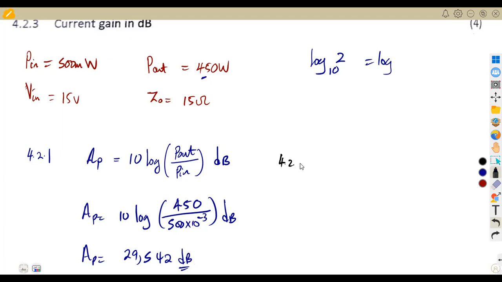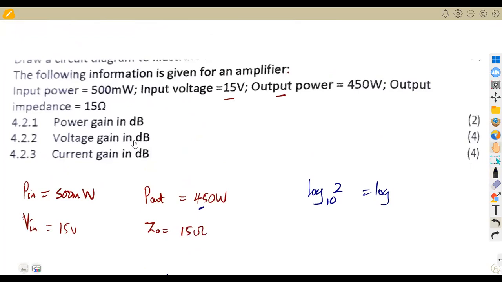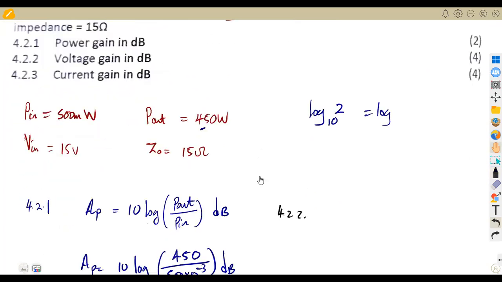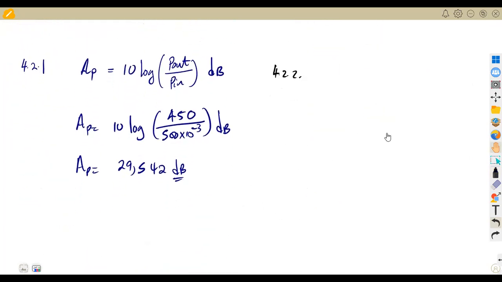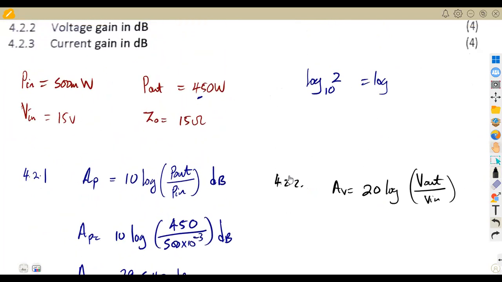All right, I think we are recapping from our N2. Anyways, let us check the second question. Here was to calculate the voltage gain in decibel. So like I said, for voltage and current, we are going to use 20 log. The voltage gain is going to be given as 20 times the logarithm of V out over V in.